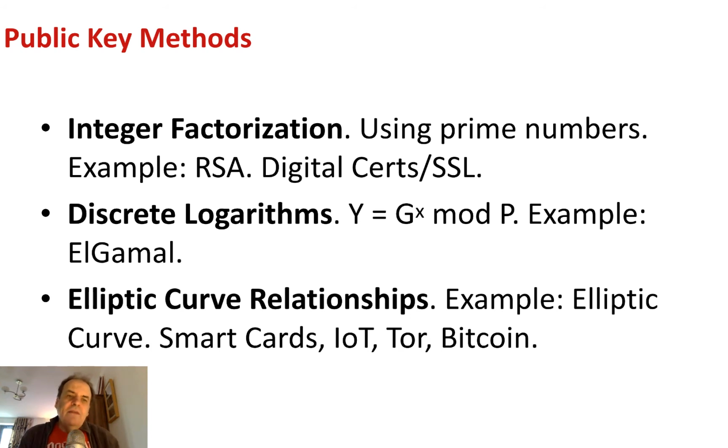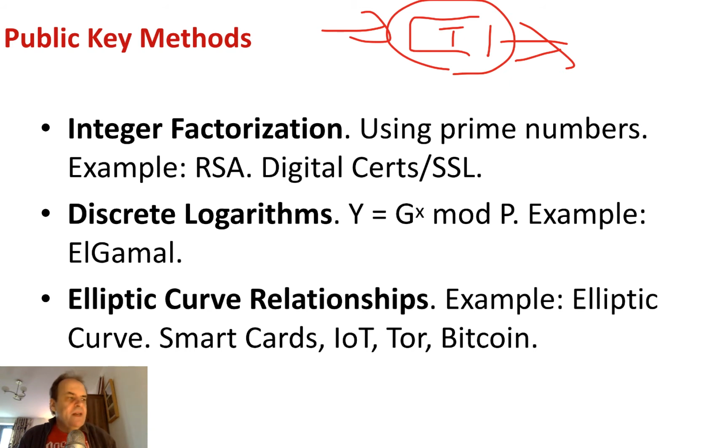So the three fundamental methods that we have to be able to create a public key are integer factorization with prime numbers, discrete logarithms, and elliptic curve relationships. So what we need to do is to make a task for a computer that is so difficult that it's going to take too long for it to be able to crack it. So these are currently the three main methods that are extremely difficult for computers to crack.